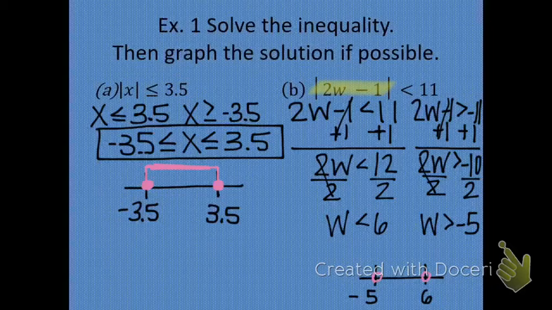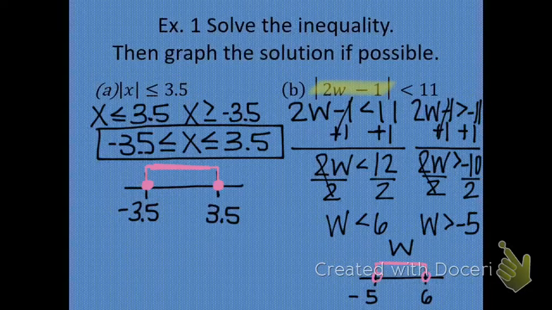Now, my arrow, be careful, make sure you're looking at the right inequality. My arrow from negative 5 should be going what direction? Right, because it's greater than. And my arrow from the 6? Left, because it's less than. So once again, what does my graph do? It intersects, it meets in the middle. So is this an and or an or problem? This is an and problem, so how do I begin to write my final answer?